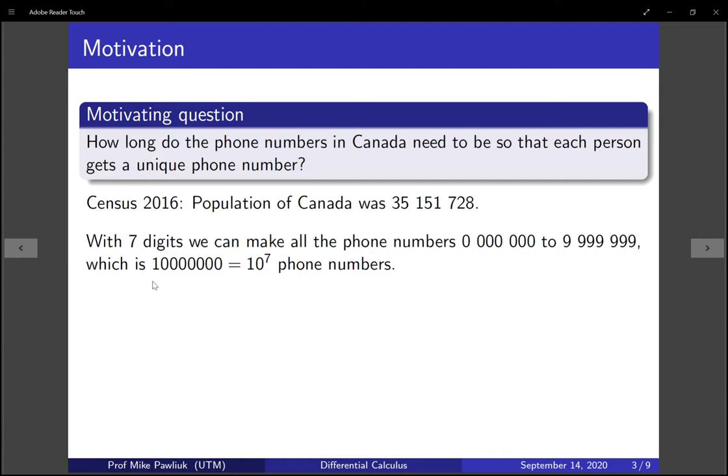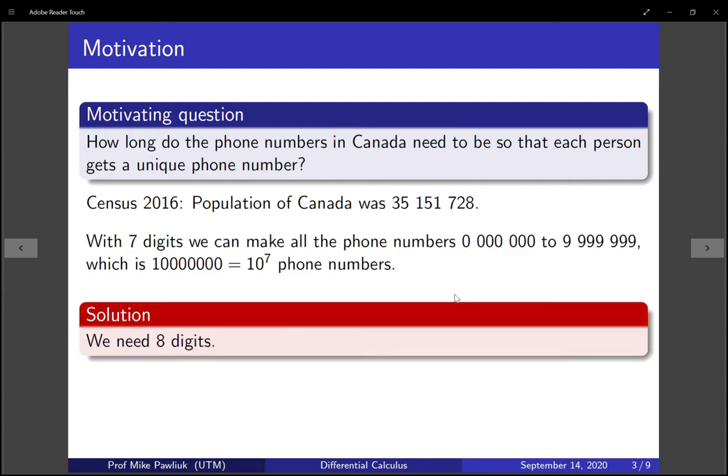So because we can make 10 million with 7 digits, we know that that's not enough to reach all of Canada. So we need an additional digit. With 8 digits, we're able to do it, but 7 won't work.